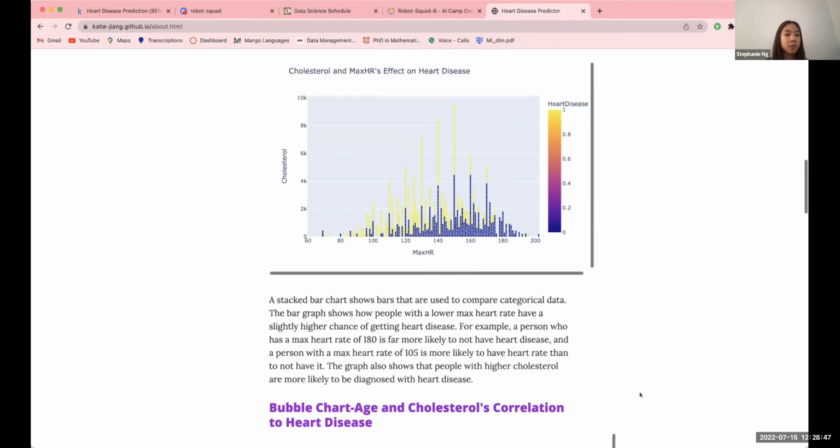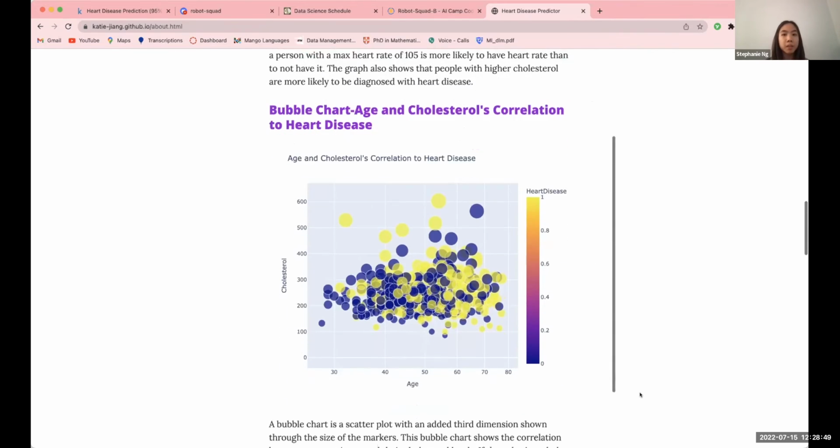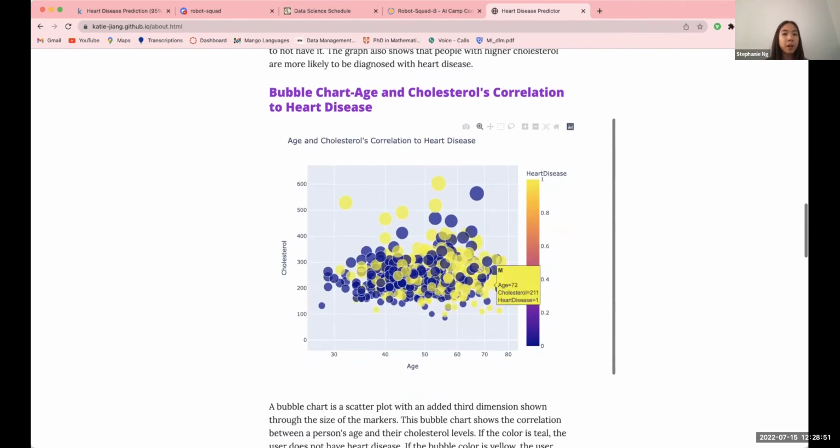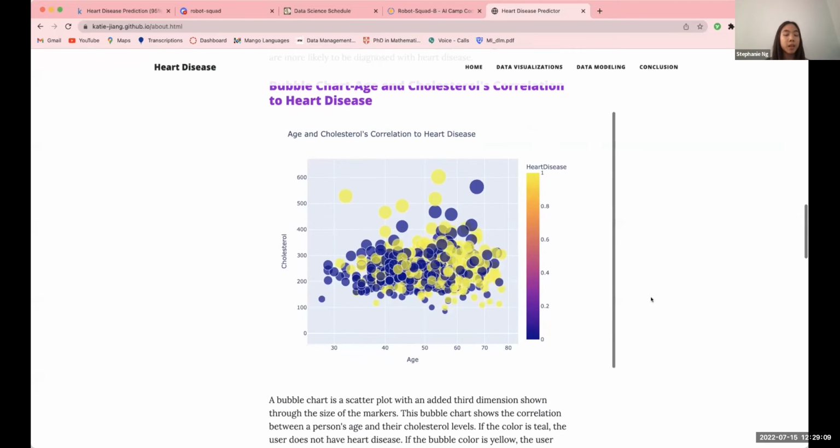Our third data visualization is a bubble chart. A bubble chart is a scatter plot that has an added third dimension shown through the size of the markers. Our bubble chart shows the relationship between age, cholesterol, and heart disease. If the color is yellow, that means that the person has heart disease. If the color is blue, then the person does not have heart disease. There does not seem to be a correlation between age and cholesterol because every age group has varying cholesterol levels and a line of best fit cannot be drawn.